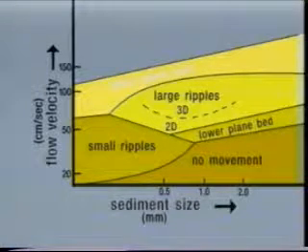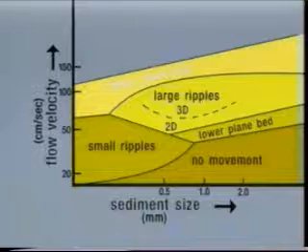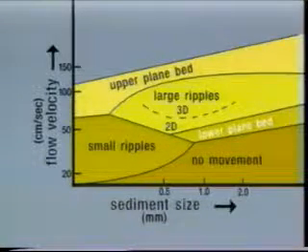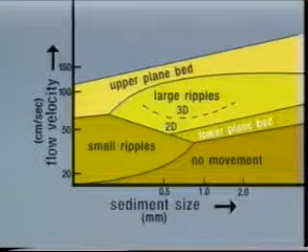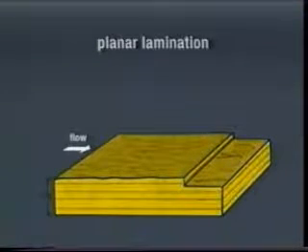Plain beds are flat beds that are developed at still higher flow velocities in all sizes of sediment. They also form in a narrow range of low velocities, but only in coarse sediment. Plain beds, as one might expect, produce a type of stratification called planar lamination.